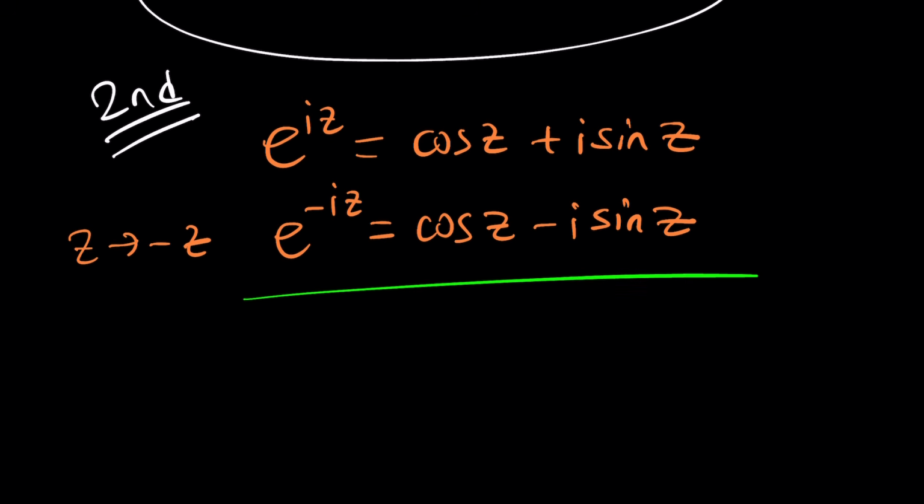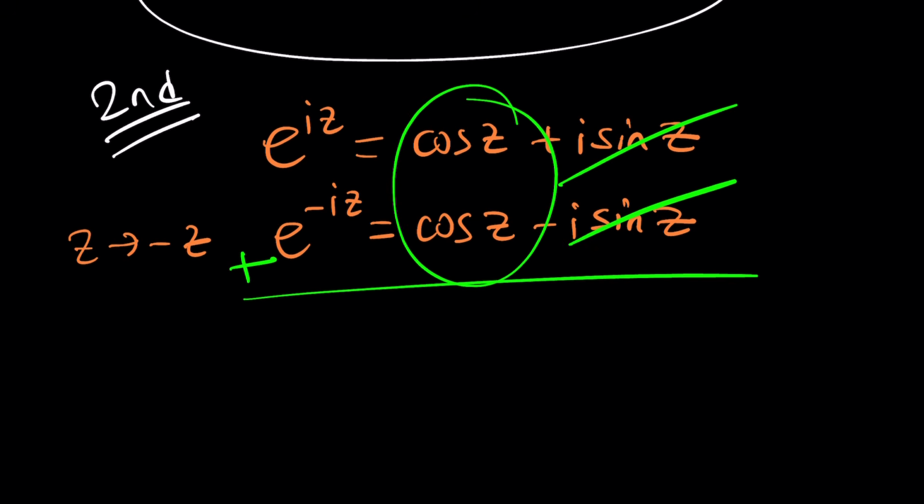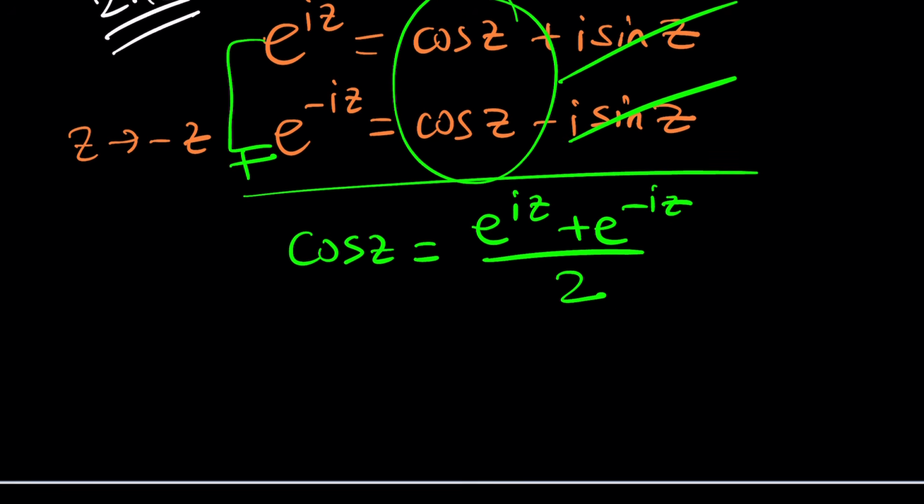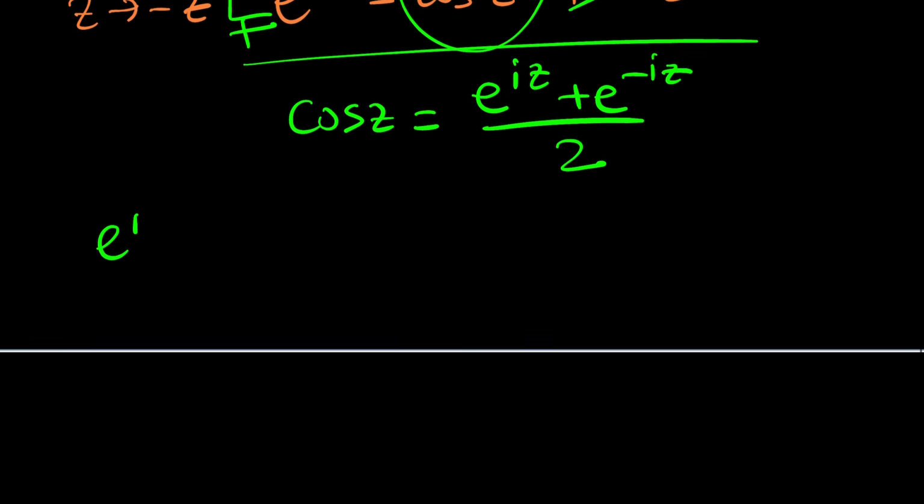Now, if you go ahead and add these two things, i sine z is going to cancel out, giving us a formula for cosine. 2 cosine z equals this. So if you divide their sum by 2, you get the formula for cosine of z, which is really cool because now by setting this equal to what we're given, you can directly solve the problem. So e to the iz plus e to the negative iz divided by 2 will replace cosine.